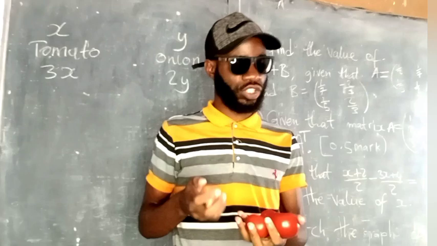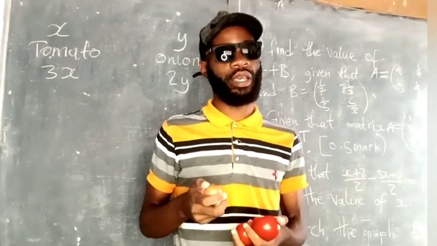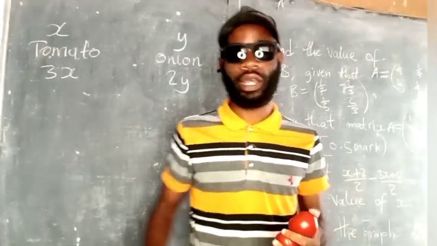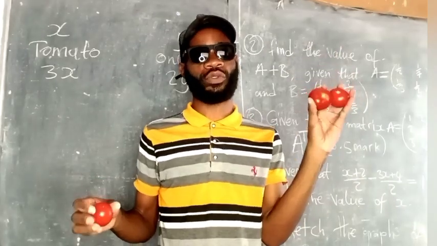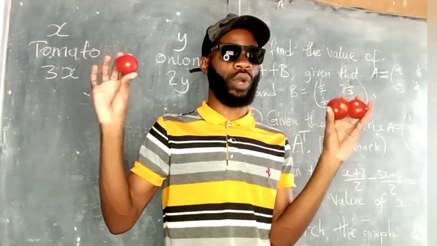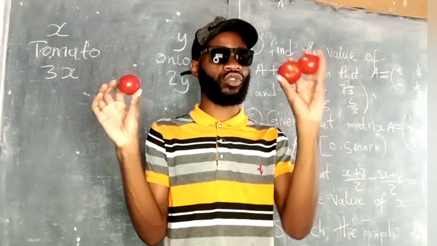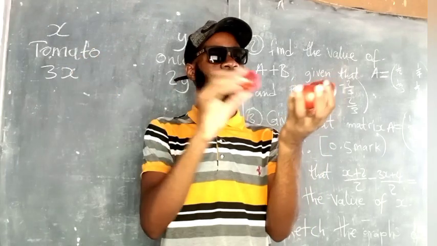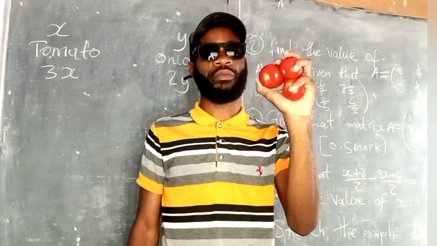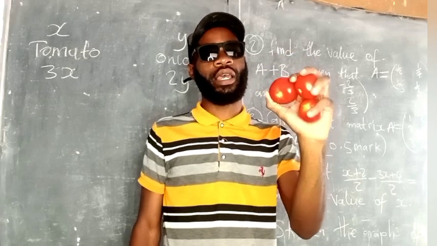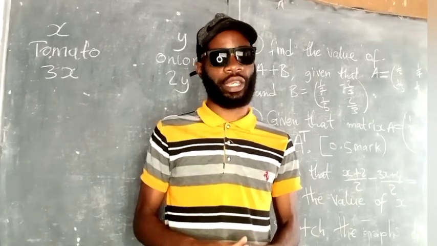So, in mathematics, we say that if things cannot be added, they are unlike terms. But if things can be added, we say they are like terms. For example, here I have 2 tomatoes, and this side I have 1 tomato. What is the total? I can simply add because these are exactly the same. So 2 tomatoes plus 1 tomato, we're going to have a total of 3 tomatoes. We can add. So things which are exactly the same are called like terms, and they can be added. And things which are not the same cannot be added, and they are called unlike terms.